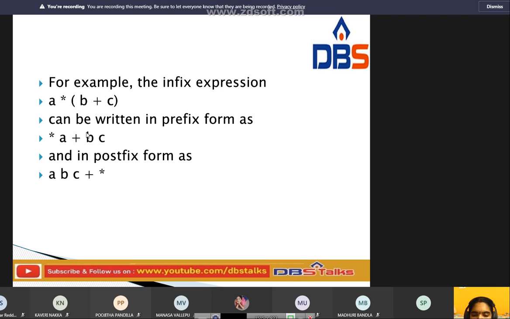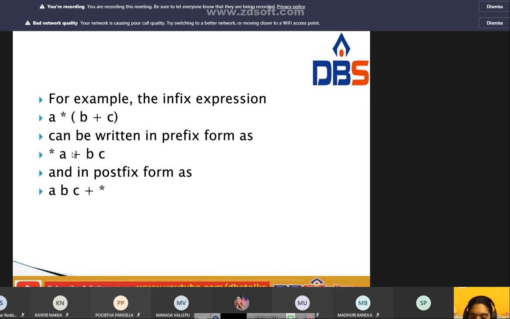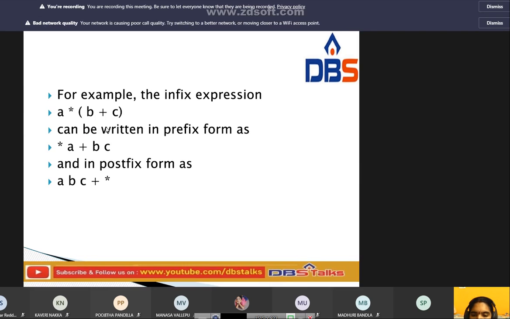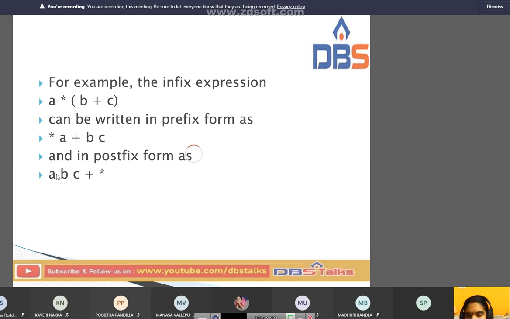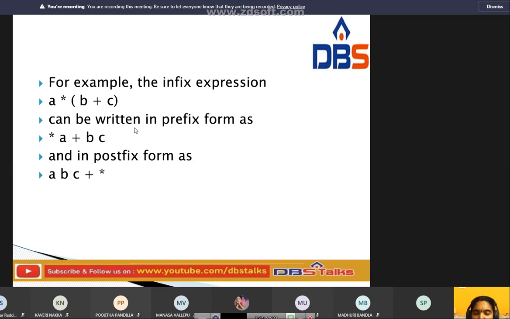That's why we have to write it like this in prefix: star A plus BC. For postfix form we have to write A B C plus, and after that you have to multiply, star. This is how expressions in prefix and postfix form may be written without resorting to parentheses.